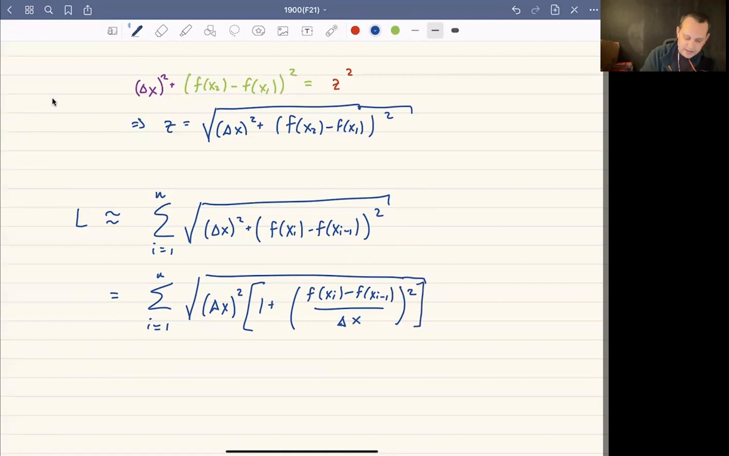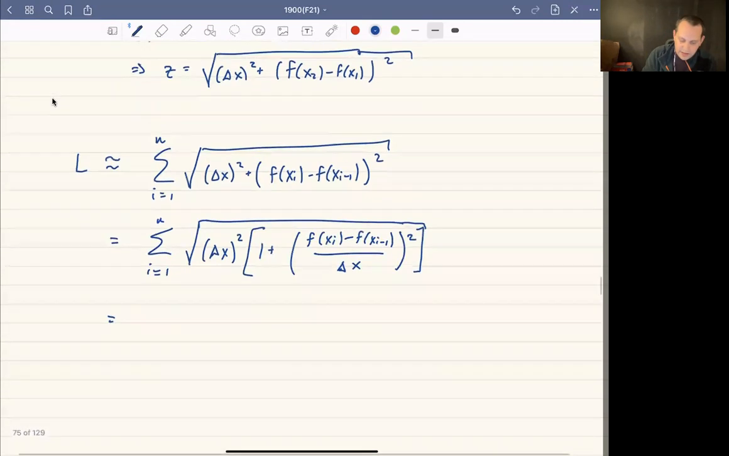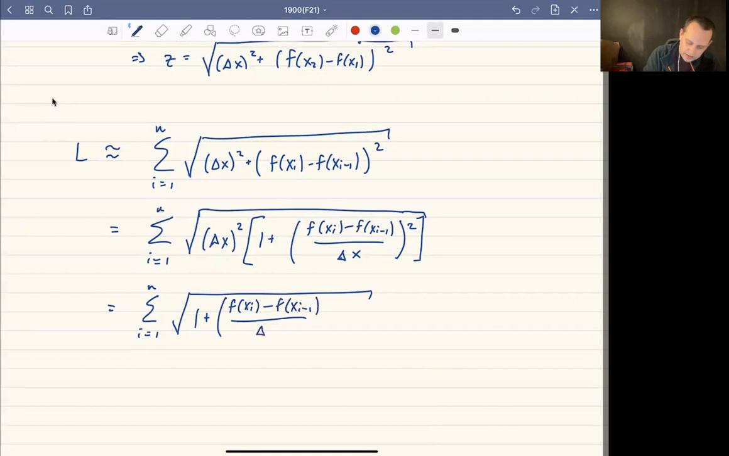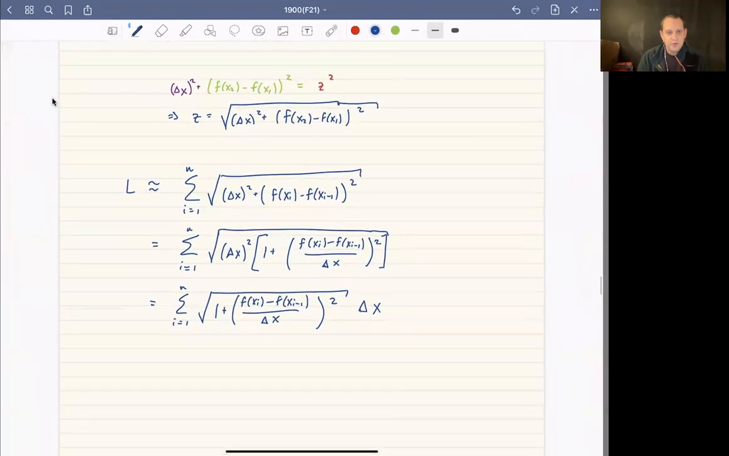And then the square root of delta x is going to be the absolute value of delta x, but it's a length, so it's positive. What we get is the sum from 1 to n of the square root of 1 plus f of x sub i minus f of x sub i minus 1 over delta x, squared. And that's going to have a delta x outside. And then we're going to let n go to infinity. And so L is actually equal to this limit as n goes to infinity of this Riemann sum.